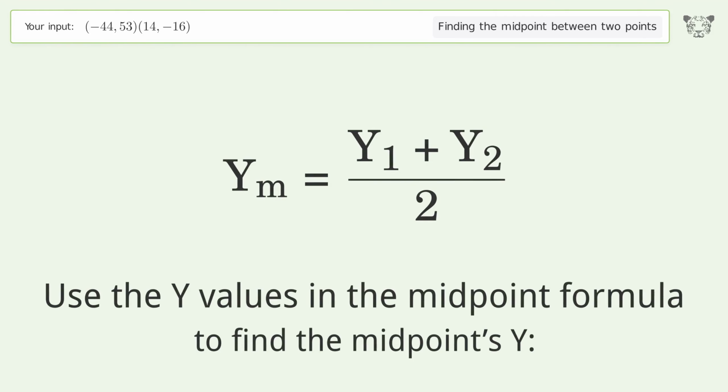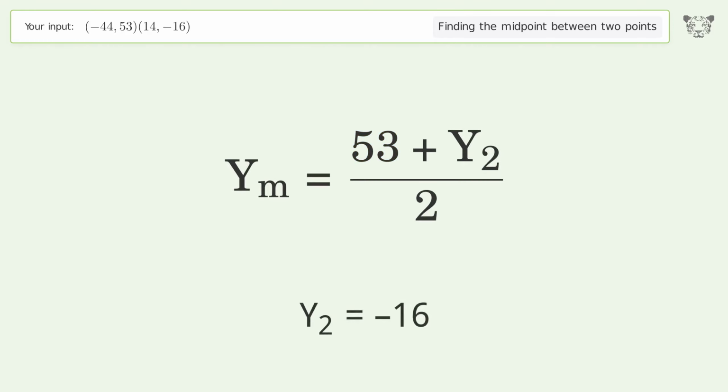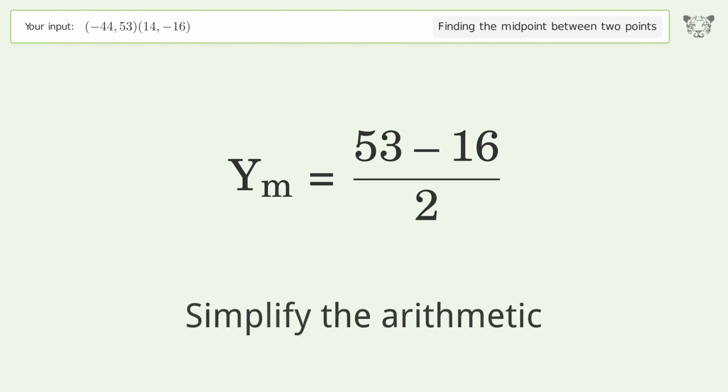Use the y values in the midpoint formula to find the midpoint's y. y1 equals 53. y2 equals -16. Simplify the arithmetic.